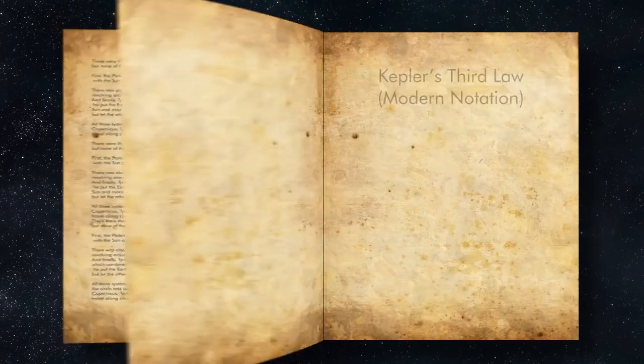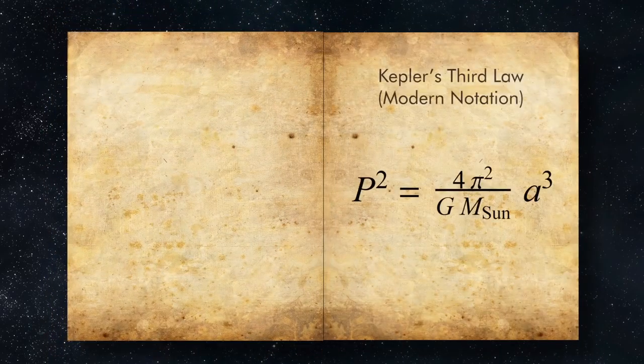But what if we don't want to use astronomical units and Earth years, but something more conventional, like kilometers? Then we have to unpack Kepler's equation a little bit more. In modern notation, it becomes p squared equals 4 pi squared over G, the gravitational constant, times M Sun, all multiplied by a to the third power. That term before the a cubed is the constant of proportionality in Kepler's original equation.